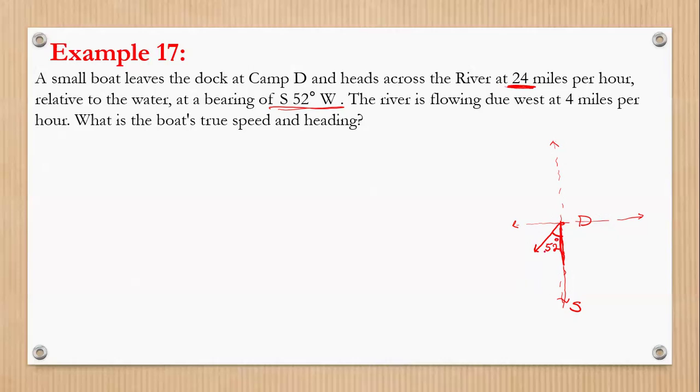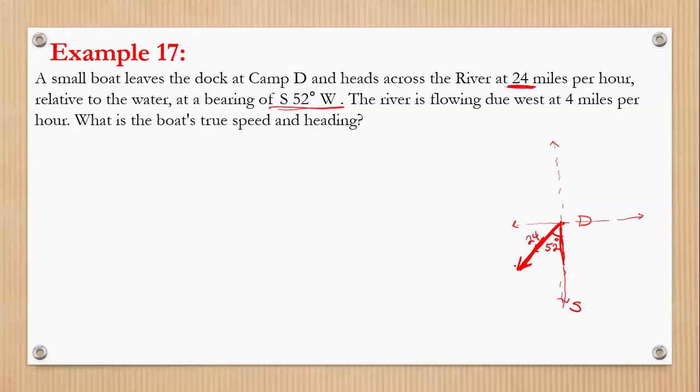When it says that the speed is 24 miles per hour, that means the magnitude of this vector, let me just make the vector longer, is 24. The length of this vector is 24.